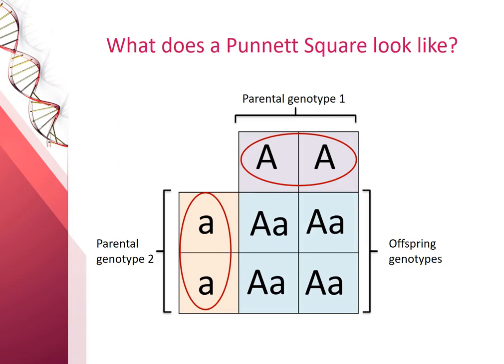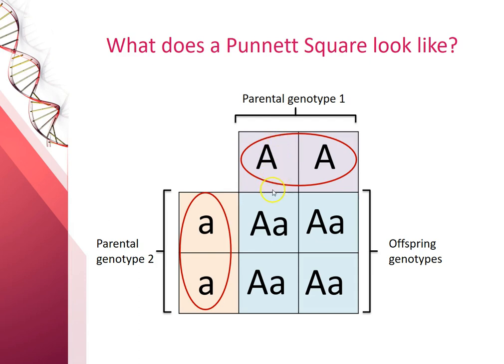A Punnett square is a diagram used to show simply the cross. Here a Punnett square is shown. At the top here we have the parental genotype, the first parental genotype, in this case homozygous dominant. And here you put the second parental genotype, in this case homozygous recessive.